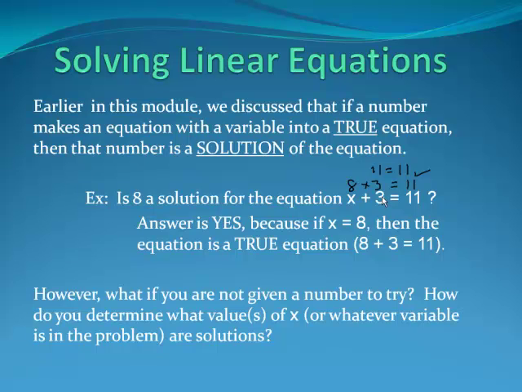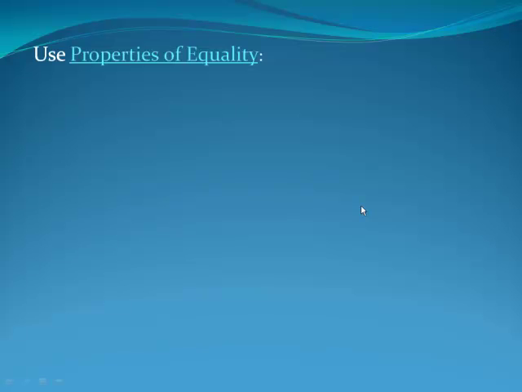However, what if you are not given a number to try? How do you determine what value or values of x, or whatever variable is in the problem, remember it doesn't have to be an x, it could be a y or a z or an a, are solutions? That is, what we're really asking is, we want to solve for the variable. So to do that, we're going to introduce something called properties of equality.